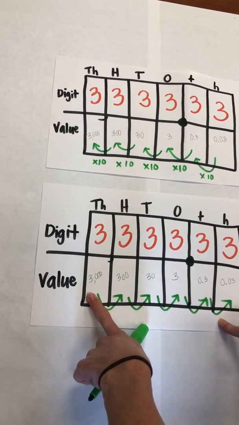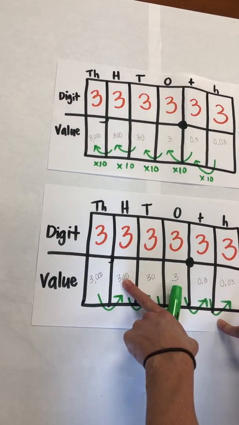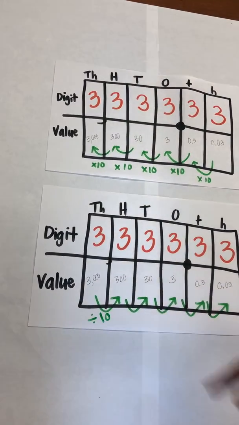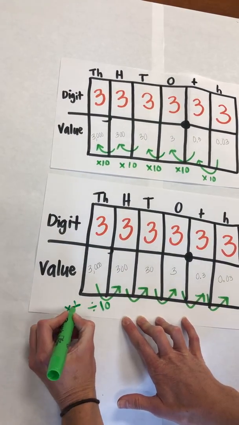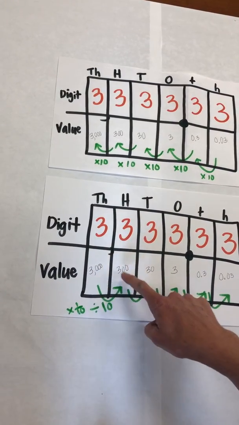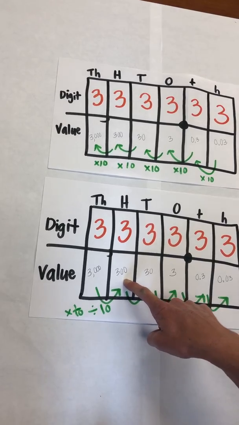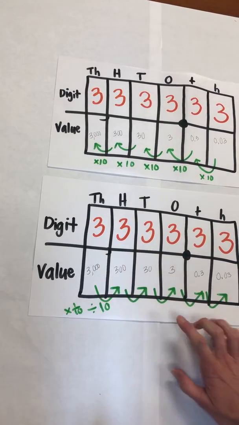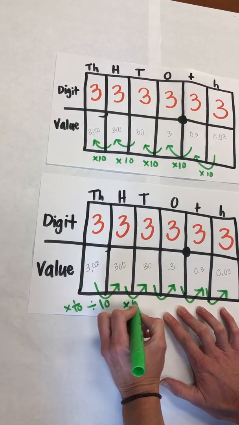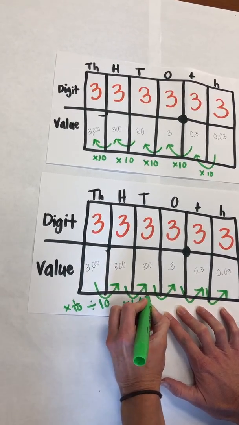And I see that 3,000 went down to 300. It was divided by 10. Or we could think about it as multiplying it by 1/10. We took a tenth of 3,000. So that would tell me if I had 10 groups of 300, it should equal 3,000. So the same idea here. I could multiply by a tenth, which is the same thing as dividing by 10.